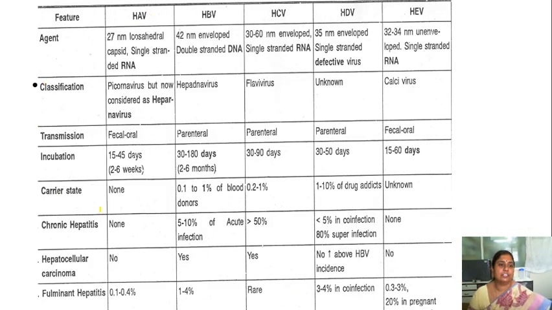Coming to HAV infections, carrier states and chronic hepatitis are absent in HAV infections, and fulminant hepatitis can occur in these cases. HBV, all the stages are there. Carrier state can be there, chronic hepatitis and also fulminant hepatitis. In HCV, fulminant hepatitis is almost nil. HDV has higher rates of fulminant hepatitis, and chronic hepatitis and carrier states are also present. HEV, fulminant hepatitis is very common in HEV infection in pregnant women.